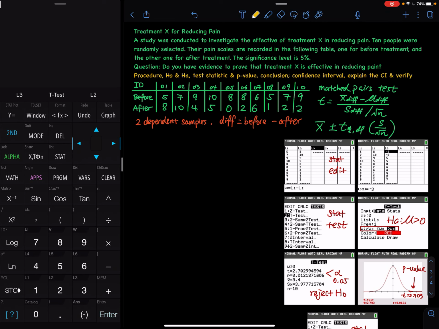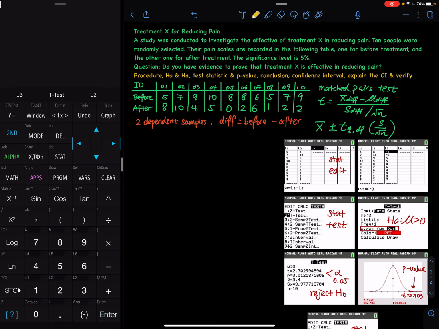This is a match pairs test problem. Let's read the problem first. Treatment X for reducing pain. A study was conducted to investigate the effectiveness of treatment X in reducing pain. 10 people were randomly selected. Their pain scales are recorded in the following table.